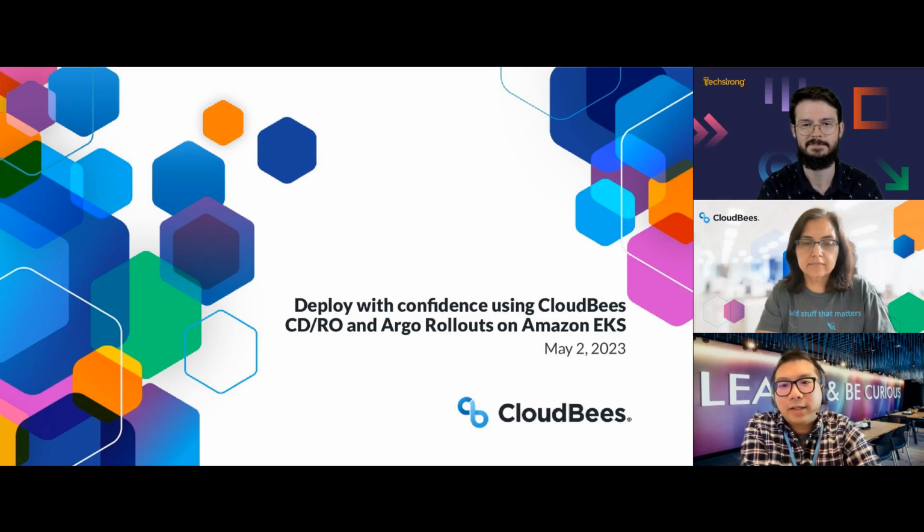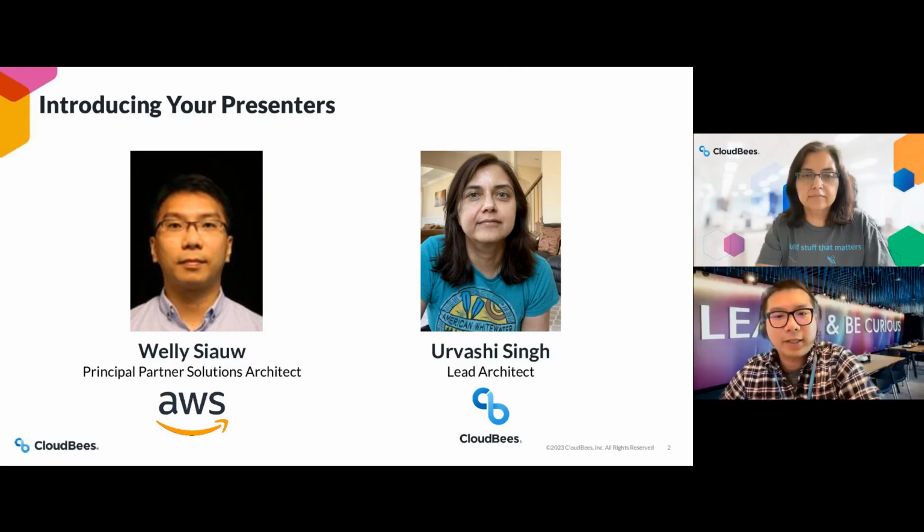Yeah, thanks so much, Cody. Again, great to meet everybody today. As mentioned by Cody, here are both of us, myself, Welly, and Urvashi. I'm a principal partner solutions architect at AWS, where I lead the co-engineering, co-build, and co-innovation with a lot of the strategic ISV partners, such as CloudBees. I'm also part of the technical field community with areas of focus such as management and governance, developer experience, and also open source. Urvashi, do you want to say hello to the audience before we get started?